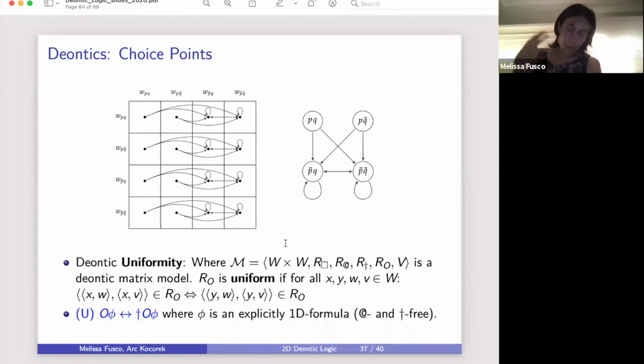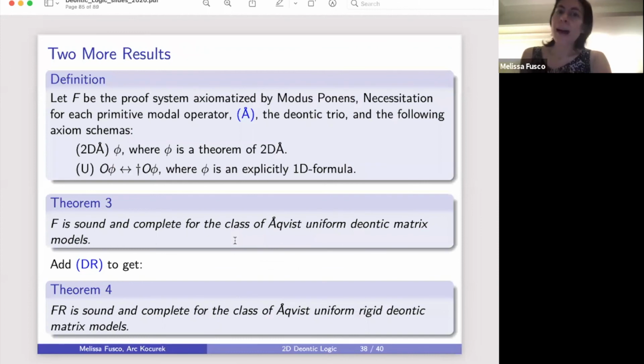You can, of course, axiomatize this also. In two dimensions, what we're asking is whether this property U obtains. That's to say, ought phi is equivalent to dagger ought phi, where phi is explicitly a 1D formula. So that's going to be actually n dagger phi. So those are more choice points, and then I have some further completeness results for those.